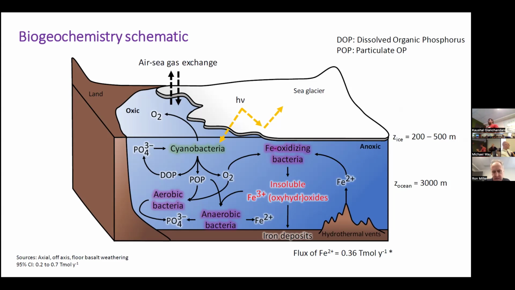This iron 2, whenever it comes out in the anoxic region, can be taken up by iron oxidizing bacteria, which also consume oxygen, to produce insoluble iron 3 oxides. These insoluble iron 3 oxides, as they trickle down the ocean, can be used up by anaerobic bacteria to restore some of the phosphate and iron 2 back into the ocean. And whatever is the balance between the oxidation and replenishment settles as iron deposits.